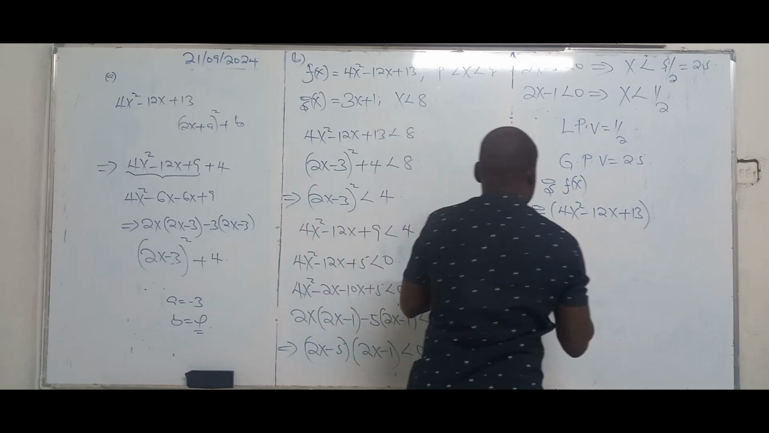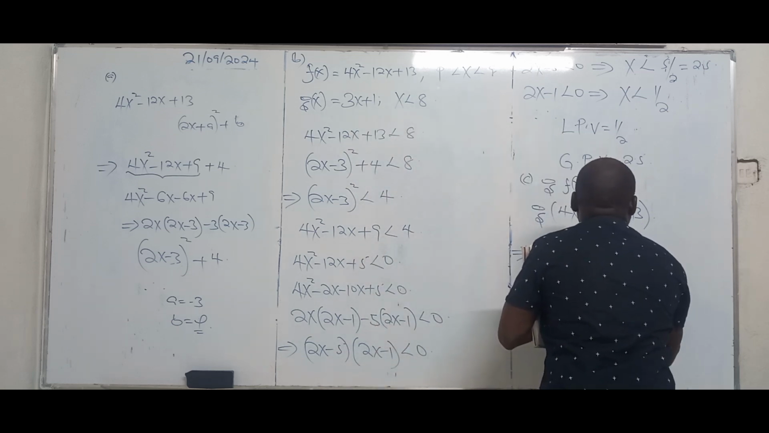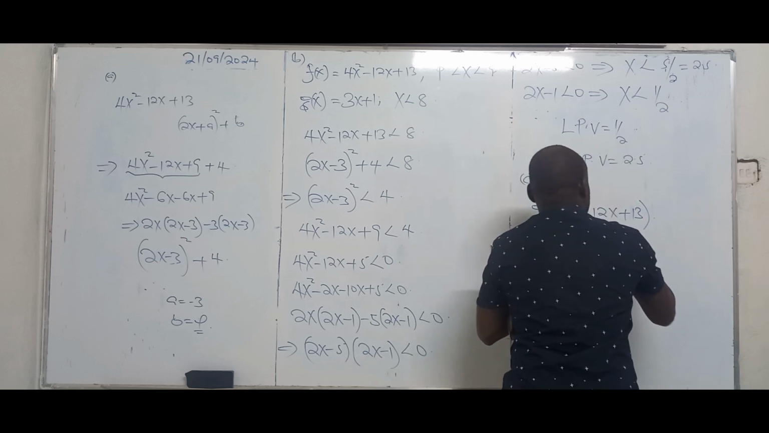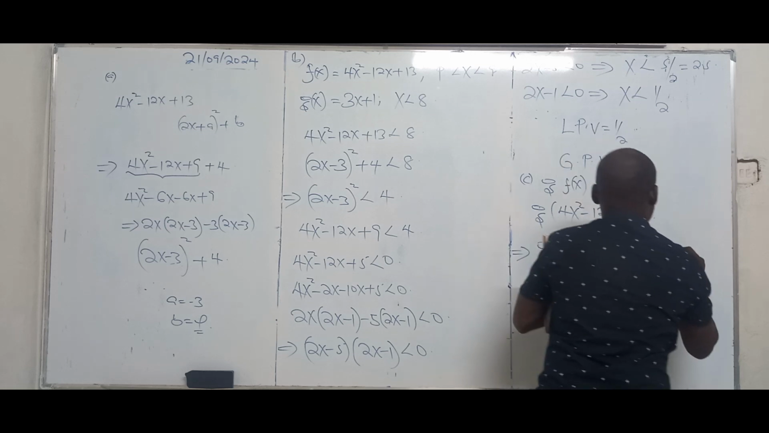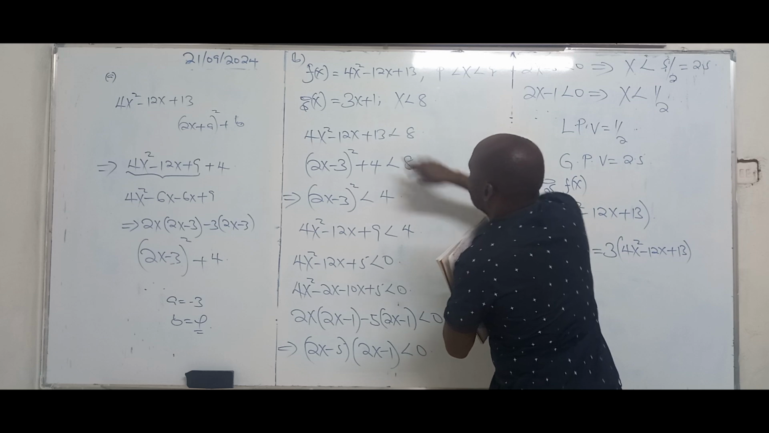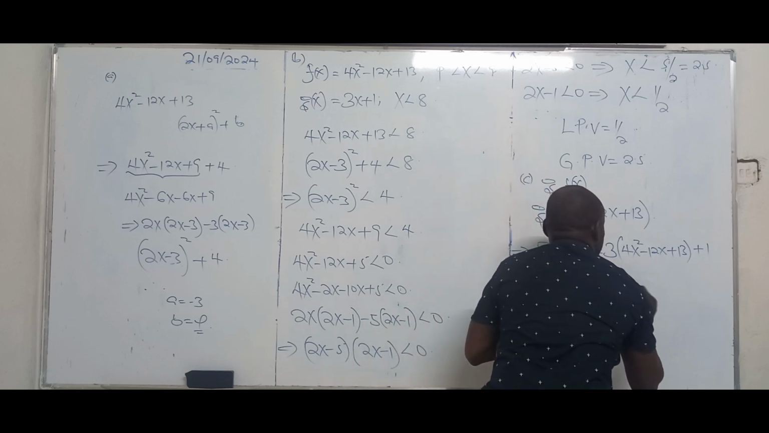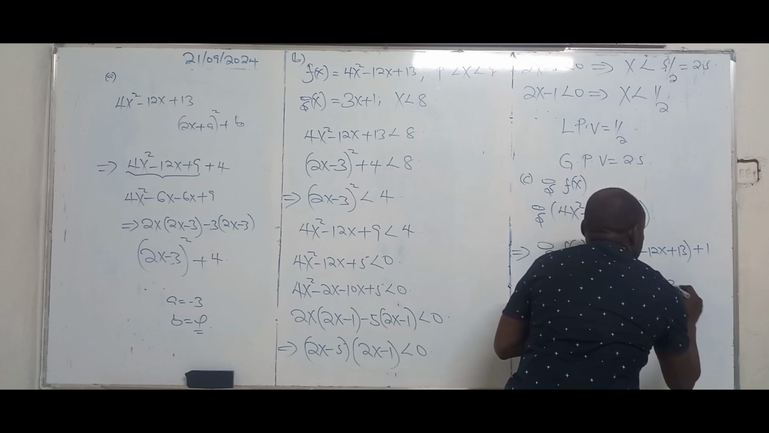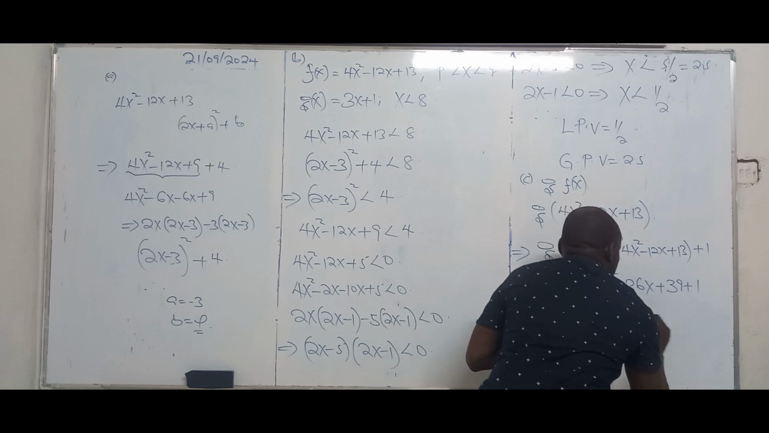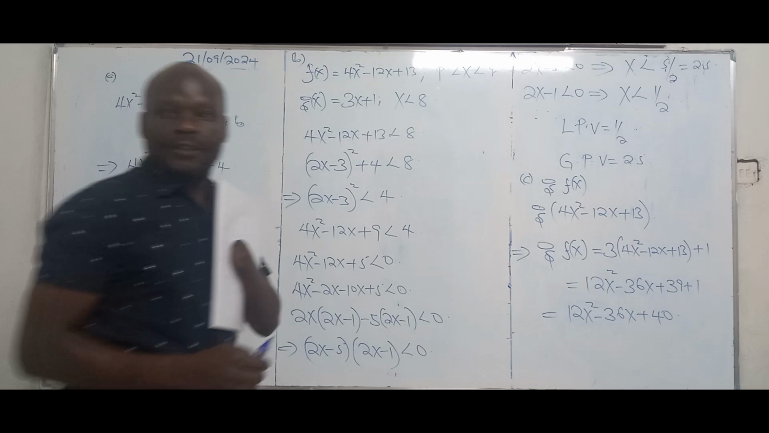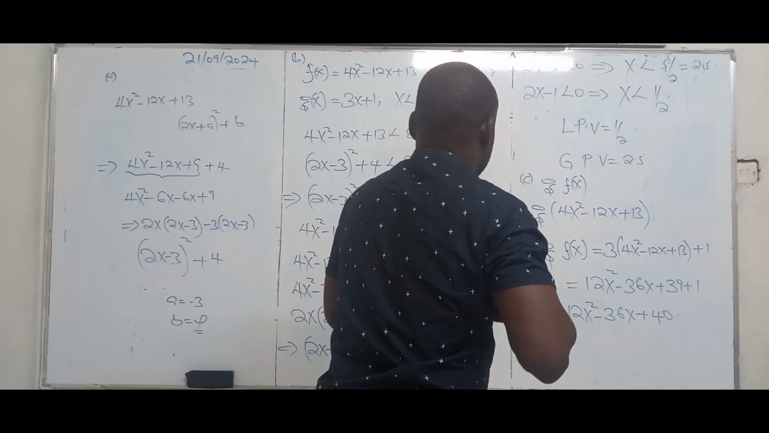So it implies that g f of x will be given by 3 into 4x squared minus 12x plus 13 plus 1, which is equal to 12x squared minus 36x plus 39 plus 1, which is equal to 12x squared minus 36x plus 40. So that is the answer to part C.